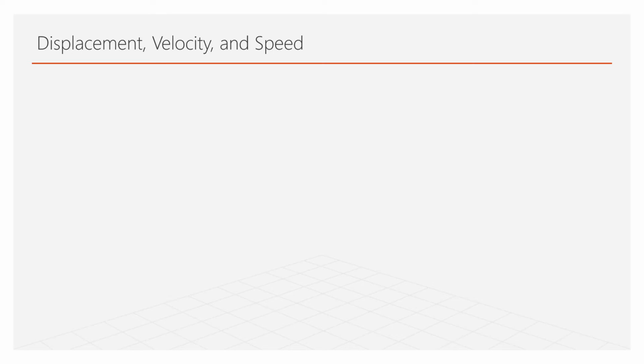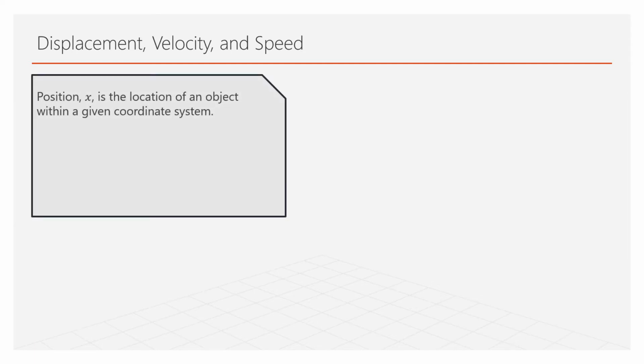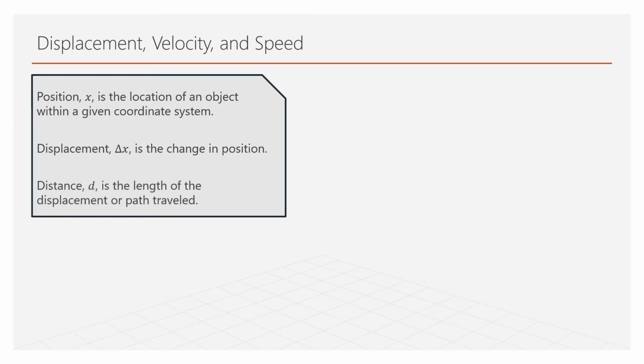Now that we have discussed position and coordinate systems, we can discuss displacement, velocity, and speed. Position is the location of an object within a given coordinate system. Displacement is the change in position. Both of these quantities can be positive or negative or zero. If x represents the position, then delta x represents the displacement. Distance is the length of the displacement, or length of the path traveled. This value can be positive or zero, but it cannot be negative.